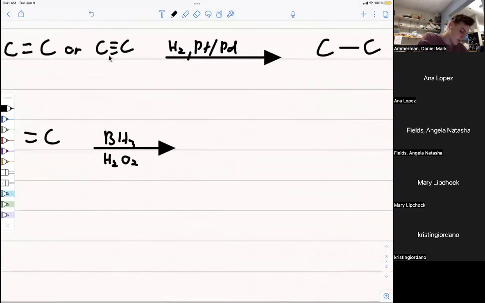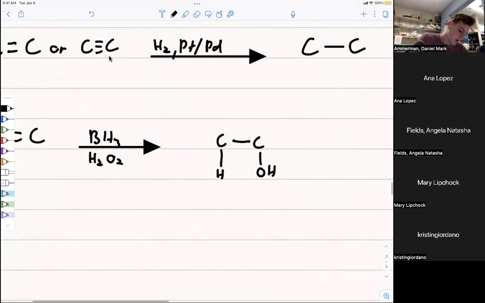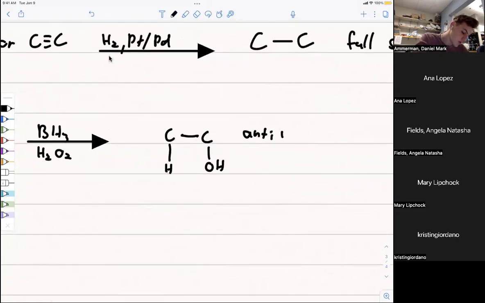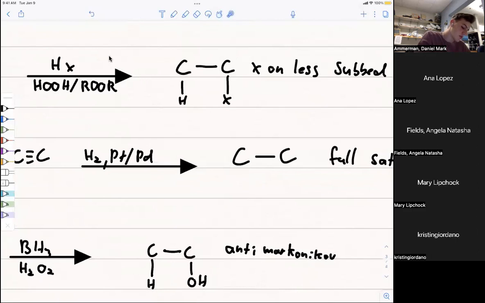Then you have anti-Markovnikov addition. So it'll be C, and this one will be an alcohol. And this is anti-Markovnikov due to the peroxide. And same thing up here. This was the one less substituted because it had the peroxide.